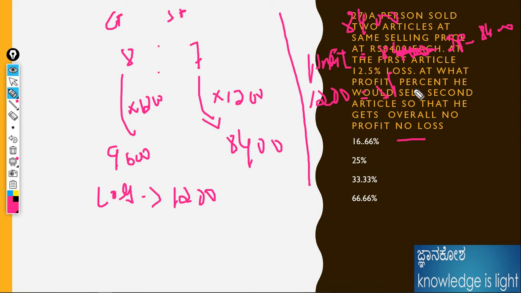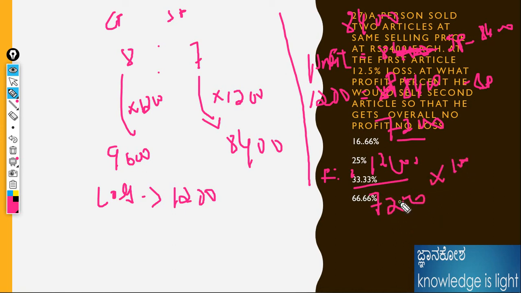SP is equal to CP. Here SP is nothing but 8,400 minus CP. Then CP is 7,200 is coming for the CP. Therefore, the overall percentage profit is equal to 1,200 divided by 7,200 into 100. Zeros cancel, 1,200, 1 by 6, 12 on the 12, 6 the 72. Therefore, 1 by 6 is 16.66, the answer for this question.